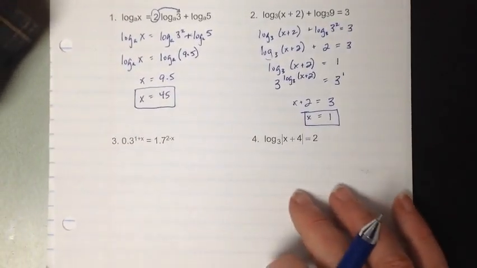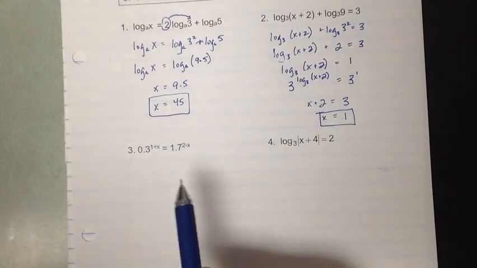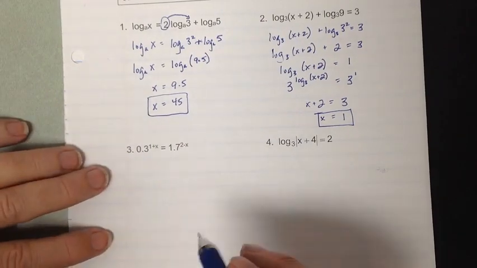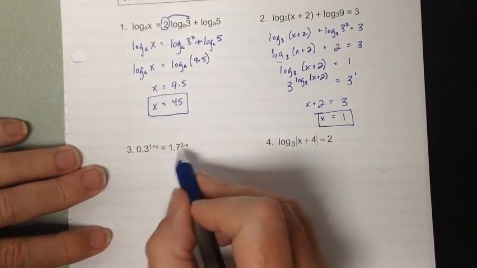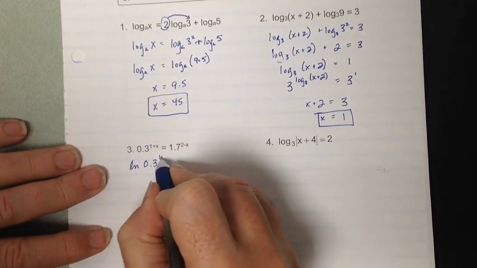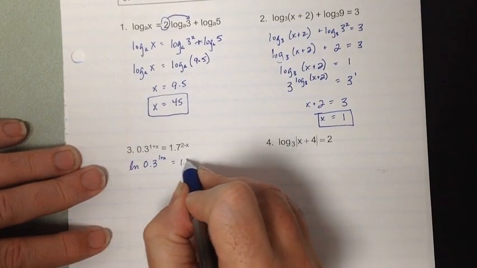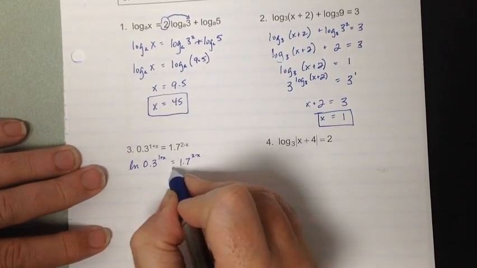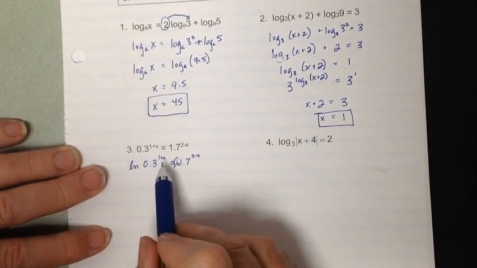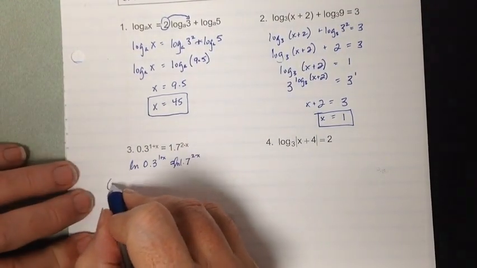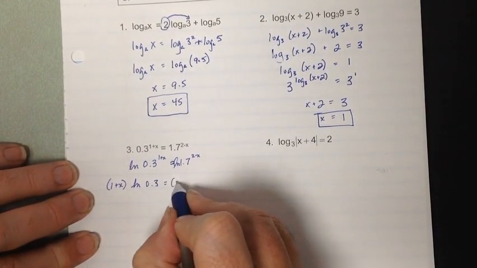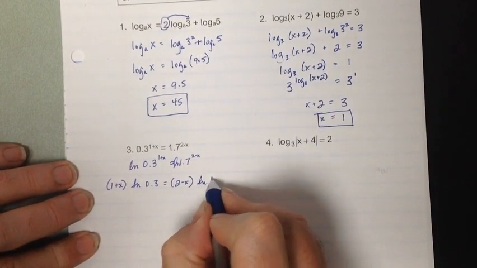Number 3. 0.3 to the 1 plus x equals 1.7 to the 2 minus x. So this time I've already got one term on each side. I'm going to do natural log on both sides. This equals that. I'm going to bring my exponents out front. 1 plus x, natural log 0.3. 2 minus x, natural log 1.7.